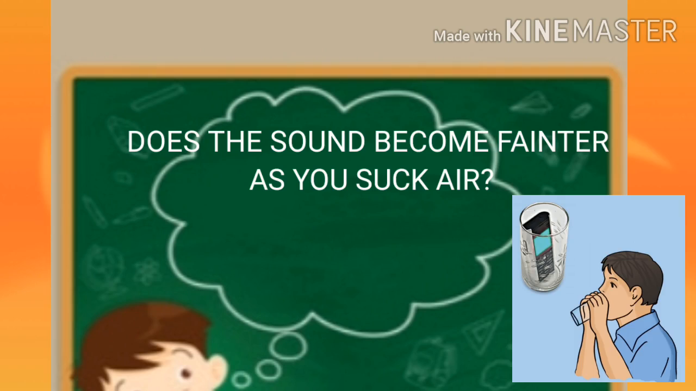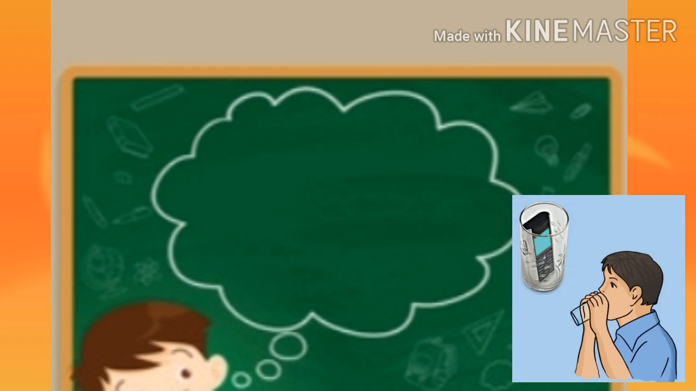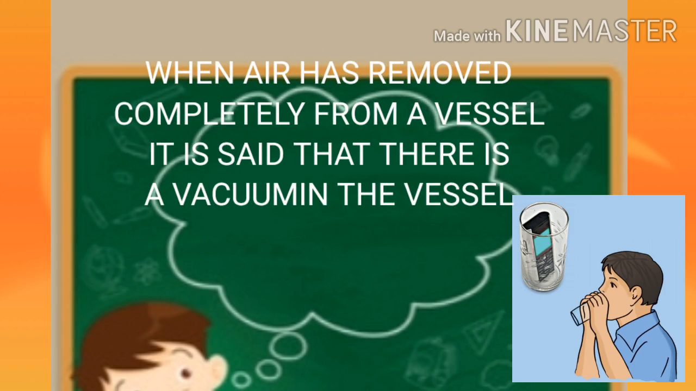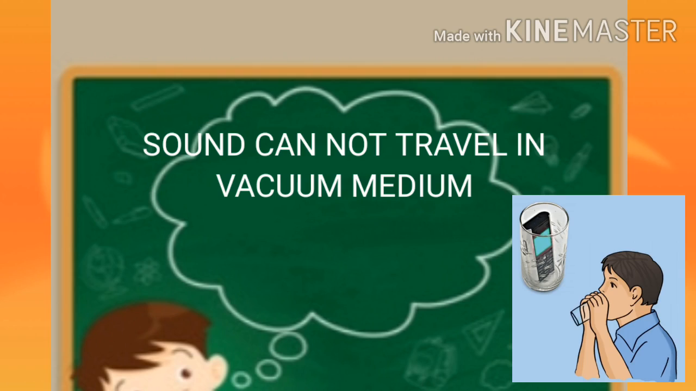Why is it so? Sound cannot travel in a vacuum medium. If you remove the tumbler from your mouth, the sound will come louder again. So why is the sound becoming lower when you suck the air from the glass? By sucking the air, you are creating a vacuum medium, and sound cannot travel in a vacuum medium.